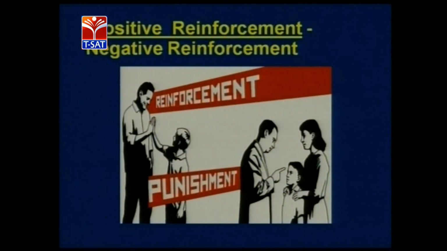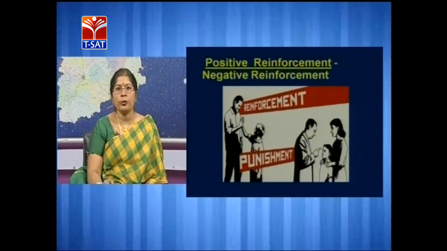So you see this picture, what do you observe in this picture? In the first picture we see that the child is interacting with the parent or probably the teacher, and how is the interaction? The child is being appreciated. So we can see the rapport between them and the child is happy. So he is getting positive reinforcement and he will continue learning because of the positive reinforcement.